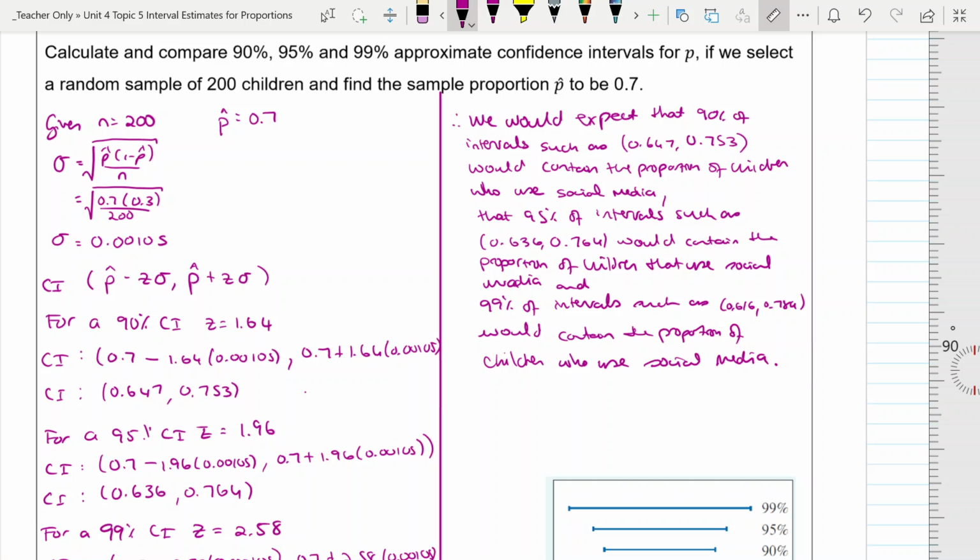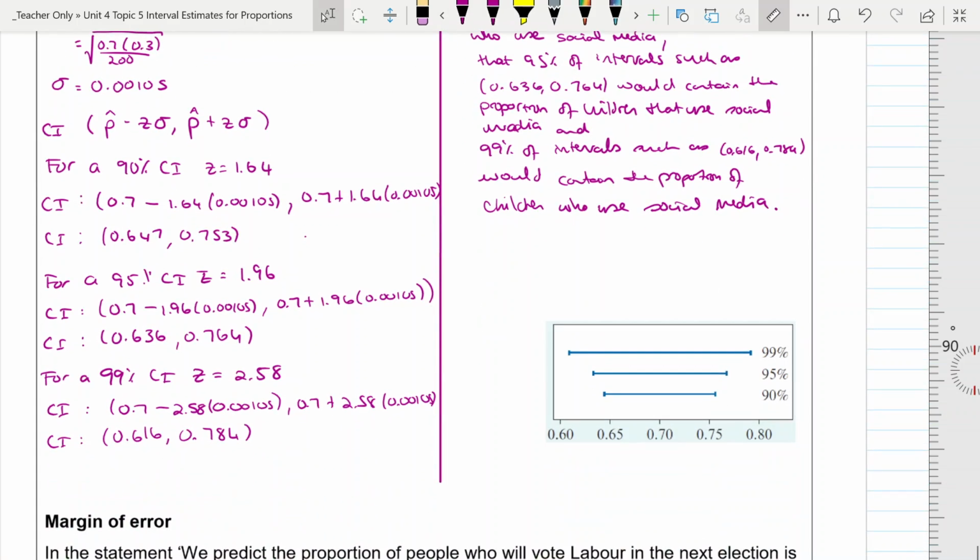So I hope that interpretation makes sense. We're going to stop there for today, and I want you to do exercise 13.4, questions 1 to 8.